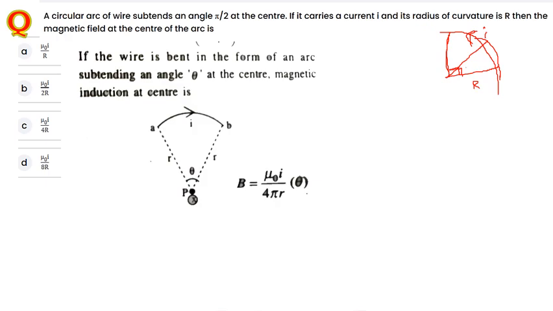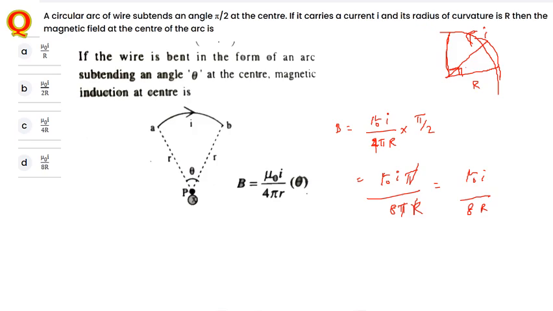For this you mention the formula: B is equal to mu naught I divided by 4 pi r, I'm sorry, this is 4 pi r here, where r is capital R, and the angle here is pi by 2. So you just multiply this, and the answer here is mu naught I pi divided by 8 pi r. Here pi will be cancelled, so what you are going to have is mu naught I divided by 8 r. So this is the answer here.